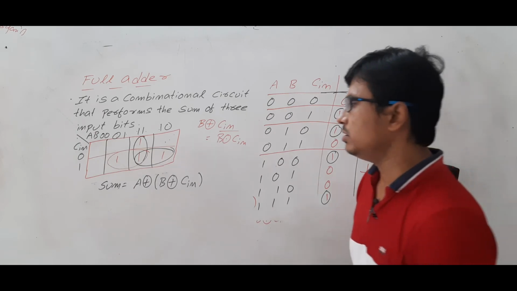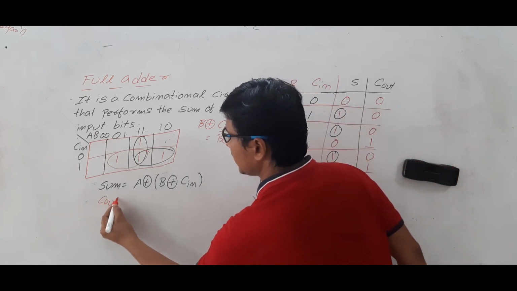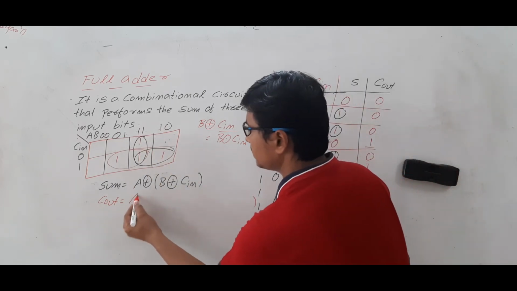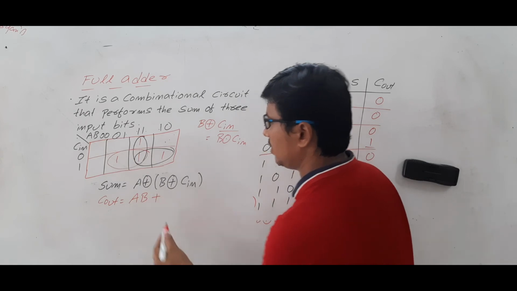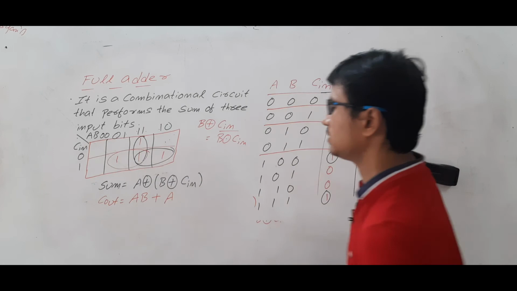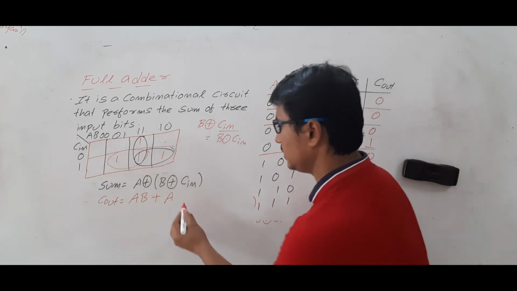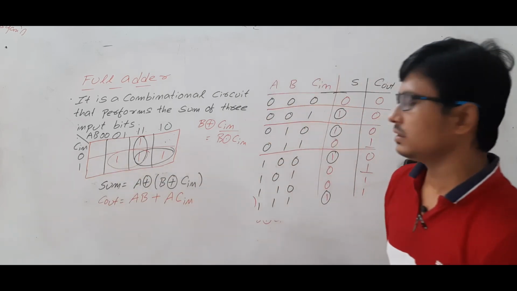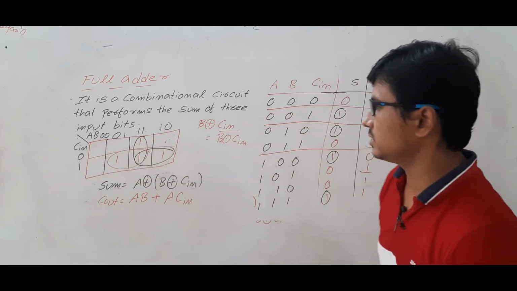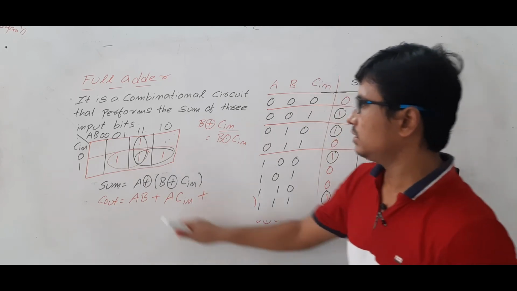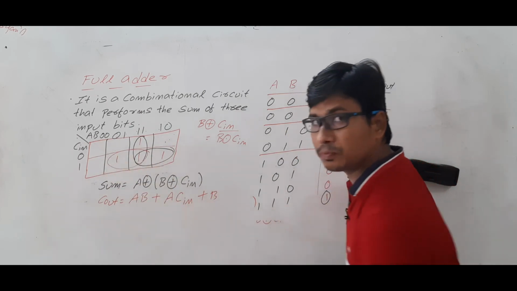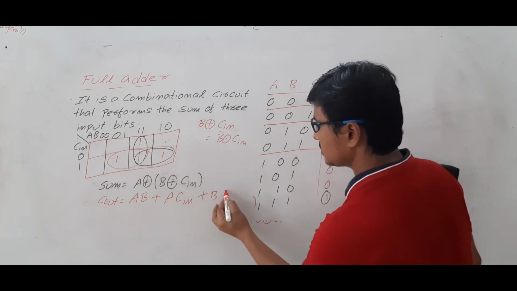Am I right or wrong? So the C out can be written as, take this first essential prime implicant, I will get AB. Then take this one, what is common? A is common, and then C in. Is it clear? Are you able to understand? A I got, and here it is C in. Then come to this one, B, these two I am taking, this prime implicant, B and C in.